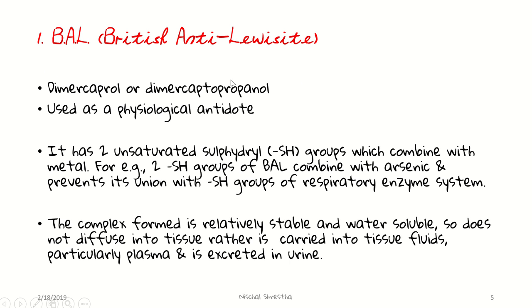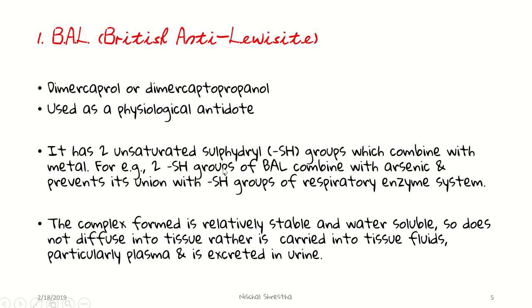And this is a physiological antidote. There are three types of antidote: physical or mechanical, second is chemical, and third is physiological. The agent, that is the chelating agent we are discussing now, falls under this category, the physiological antidote. This BAL has two unsaturated SH groups. SH means sulfhydryl group, or we can say dithiol group. These sulfhydryl groups combine with the metal.